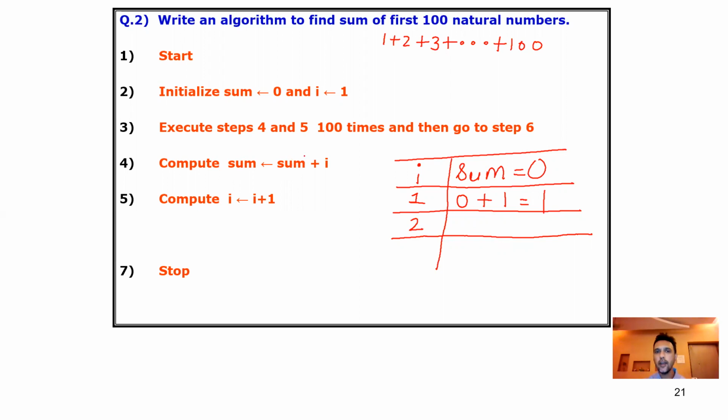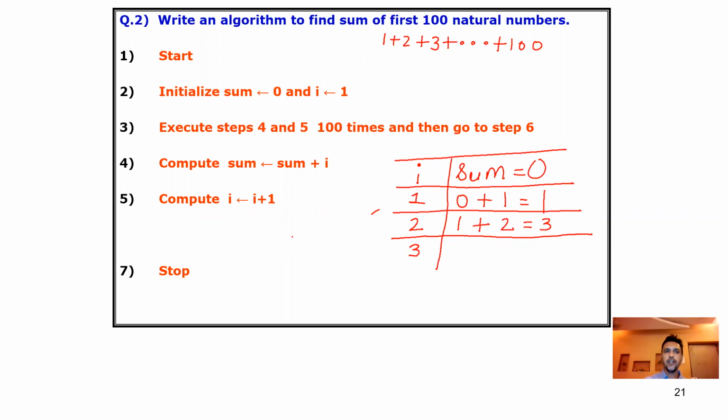Very good. 1 plus 2 equal to 3. So this will become this way. New sum is equal to old sum, which is 1, plus I, which is 2, which is equal to 3. Okay. Now compute I is equal to I plus 1. So that is very simple. The old I is 2. So the new I is equal to 2 plus 1, which is equal to 3.